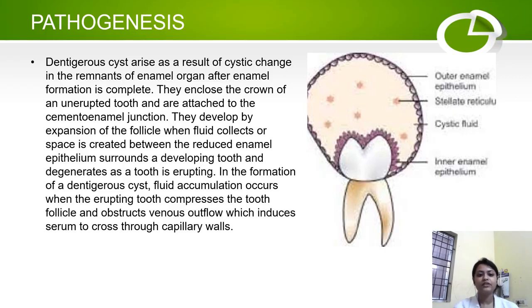In the formation of a dentigerous cyst, fluid accumulation occurs when the erupting tooth compresses the tooth follicle. It compresses the tooth follicle and obstructs the venous outflow, which induces the serum to cross through the capillary walls and forms a cyst. In this photo, you can find out. Just like this only the dentigerous cyst happens.